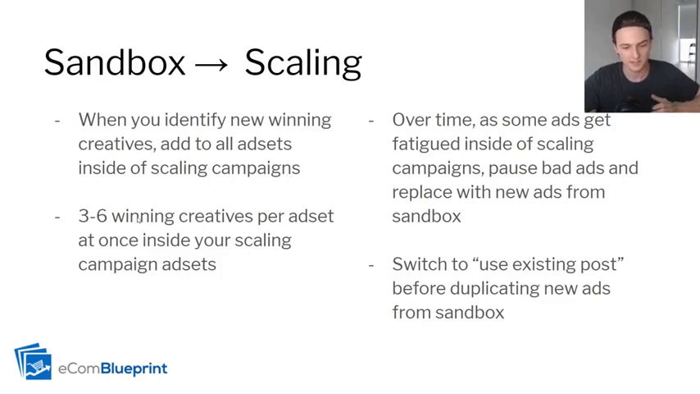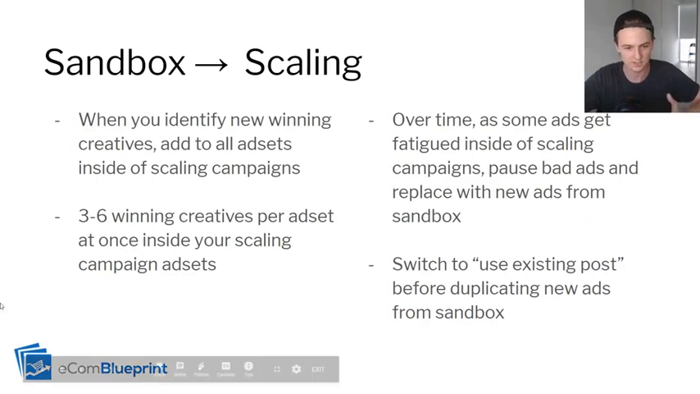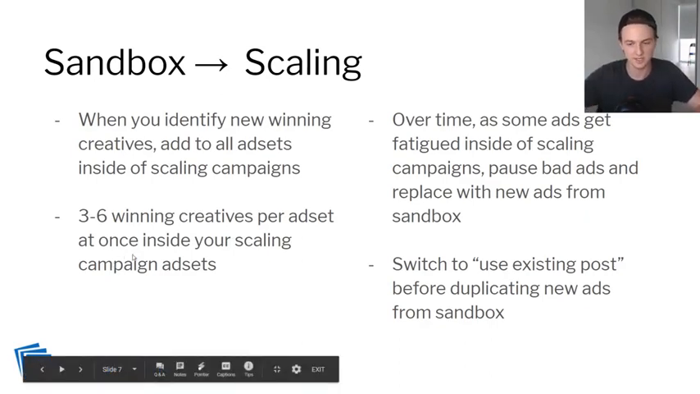Inside of your scaling campaigns, you should have 3 to 6 winning creatives per ad set. Once you're first starting out, you're not going to have this many creatives, but over time, as you keep testing new creatives and finding new winning creatives, you want to add these to your scaling ad sets so that you have multiple ads per ad set. Over time, as the ads get fatigued inside of your scaling campaigns, you can pause the bad ads and replace them with new ads from the sandbox, right? With the sandbox campaign structure, you can keep testing new ads without disrupting your scaling campaigns, which are going well. And you only take the top creatives from the sandbox and add those to the scaling campaigns. That's the structure with sandbox campaign and then scaling campaigns.